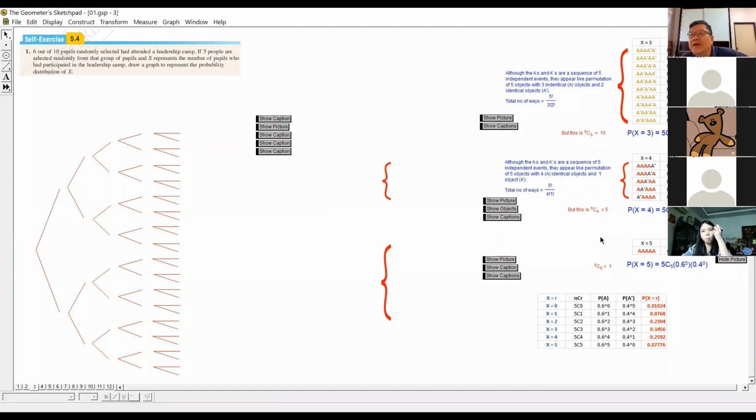Li Ying, can you read question number 1? Say 6 out of 10 pupils randomly selected had attended a leadership camp. If 5 people are selected randomly from that group of pupils, and X represents the number of pupils who have participated in the leadership camp, draw a graph to represent the probability distribution of X.